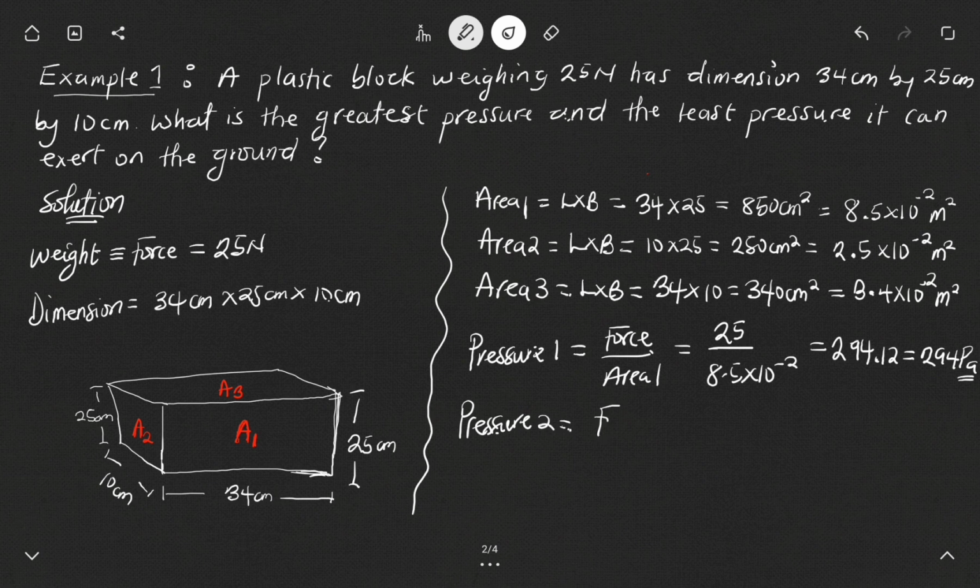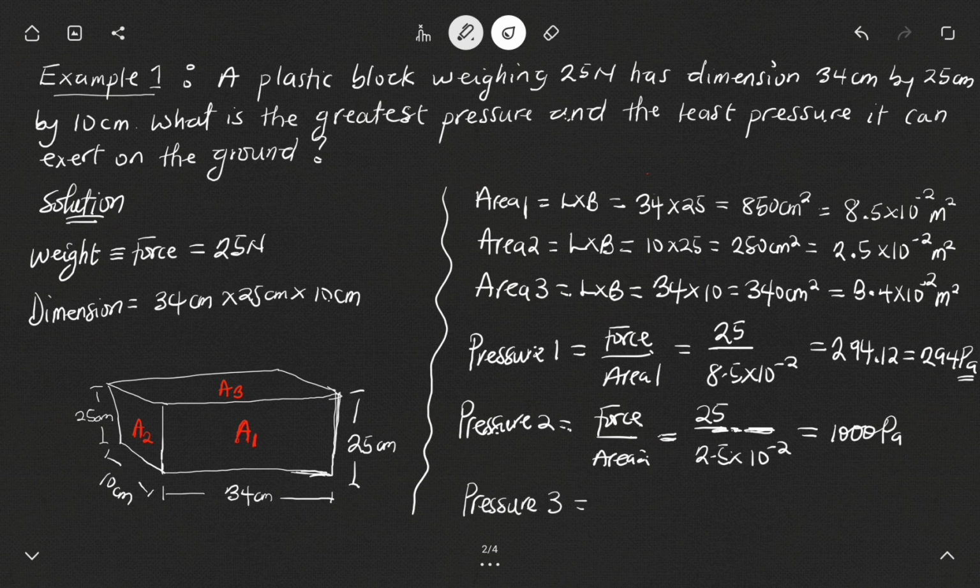For pressure 2, we have the force on area 2, which is 25 on the area 2. The value we have is 2.5 times 10 raised to the power minus 2. If we compute this on our calculator, we get 1,000 Pascal. Now let's calculate pressure 3. That is the pressure exerted by the surface area A3. So we will have force on area 3.